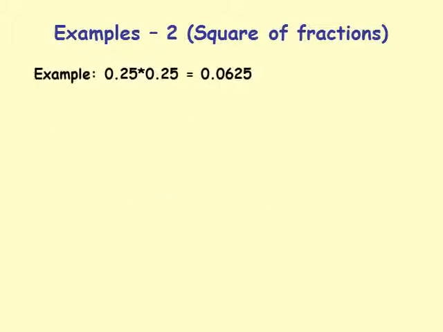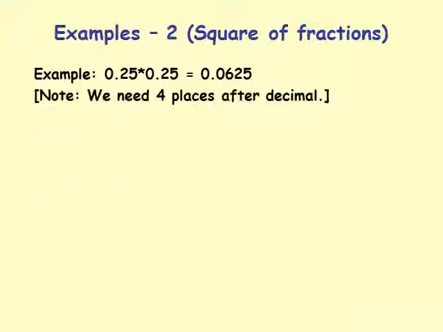Let's do some examples here. Let's do a fraction now. 0.25 times 0.25. 25 times 25 is 625, and there are two digits after the decimal in each number, so I need to have four digits after the decimal. So I need an extra zero here: 0.0625. 0.25 is a quarter. So 1/4 times 1/4 is 1/16th, and 1/16th is 0.0625.